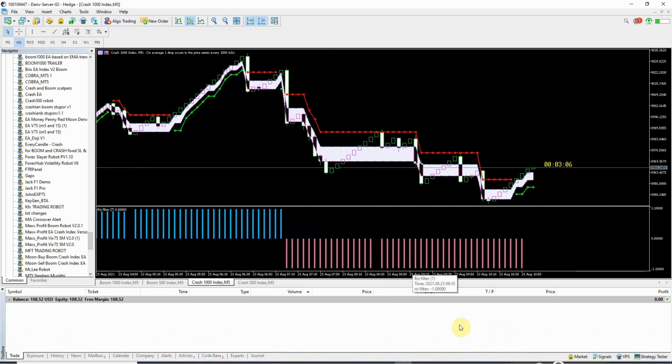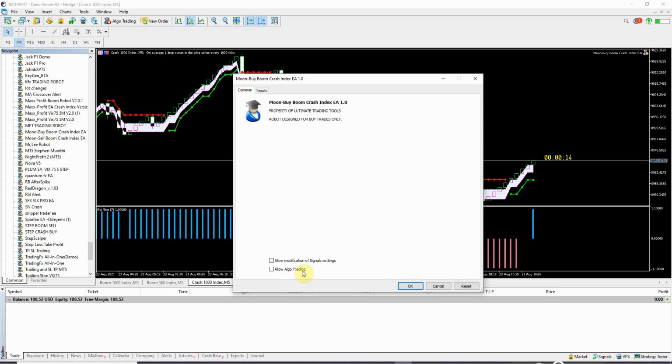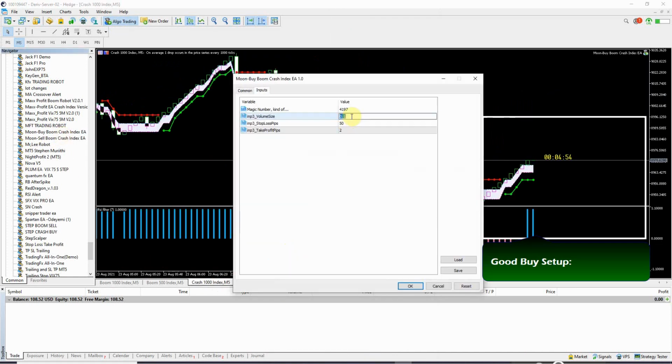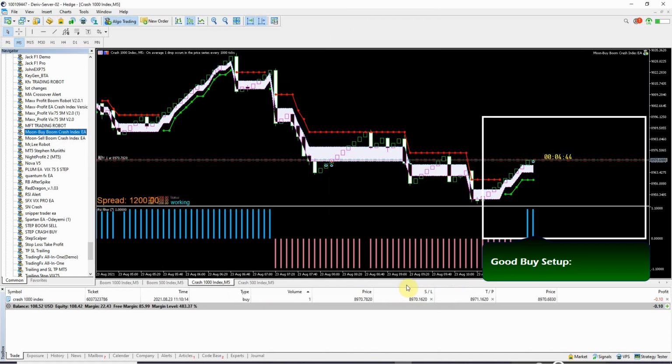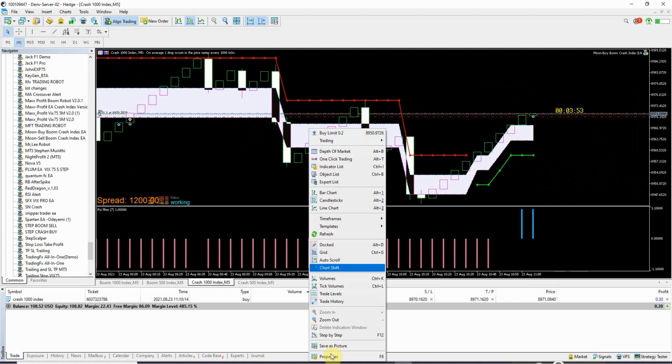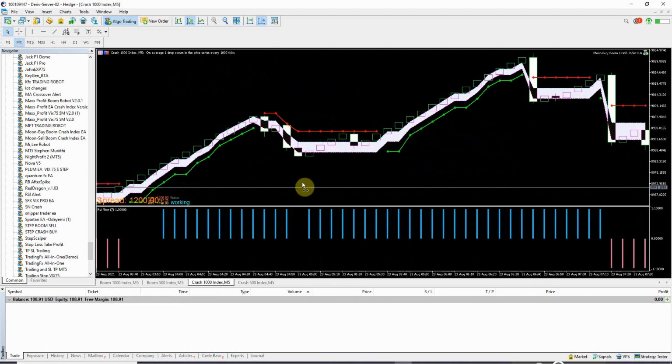A good uptrend setup on Crash 1000 index. The Renko adaptive trend is green, showing upward movement. The RSI space indicator is signaling a trend reversal. Perfect condition to run the Moon Buy robot and take at least 100 points on each trade every 5 minutes until the trend is over. You know a trend is over in case a spike happens and the Renko indicator dots change color.